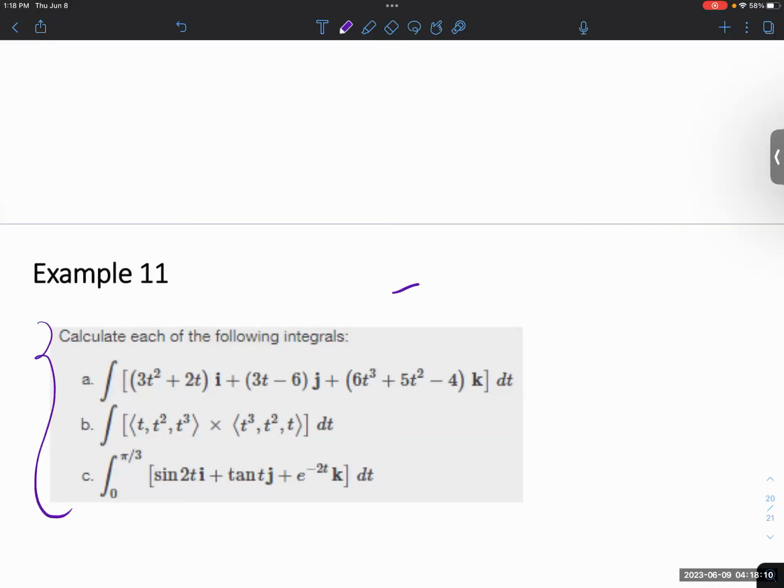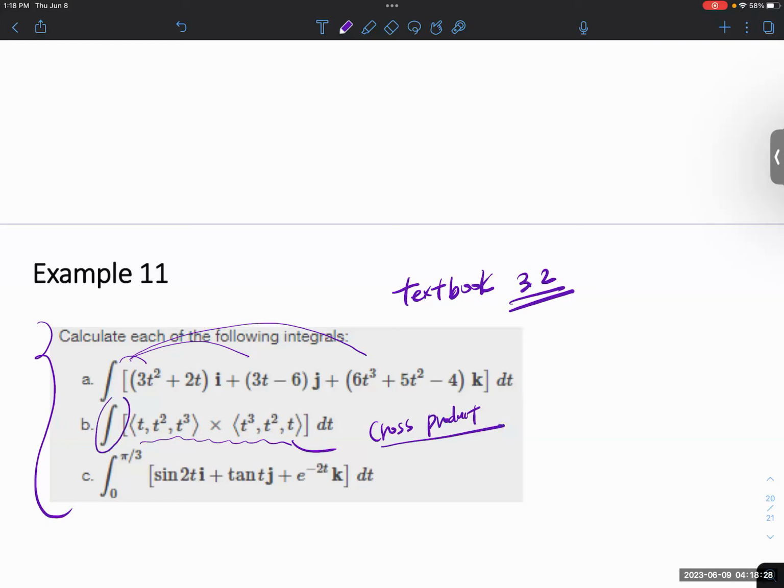This is from the textbook, section 3.2. You can also practice more in terms of the integral. You can separate it, right? And here you do the cross product first, then take the integral. Try this. And the last one, you can also separate it using the distributive property, then take the integral.